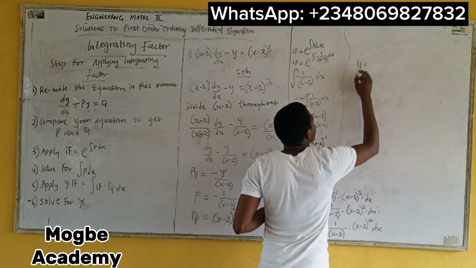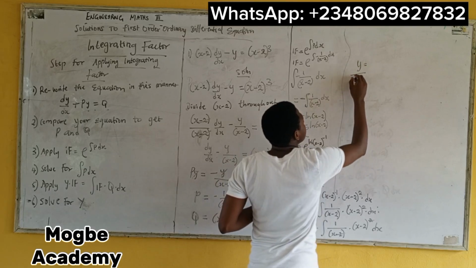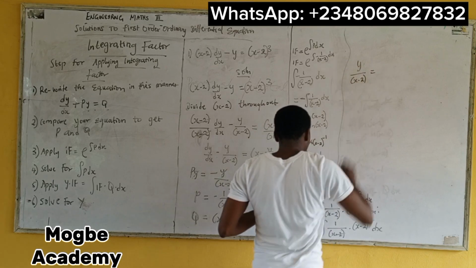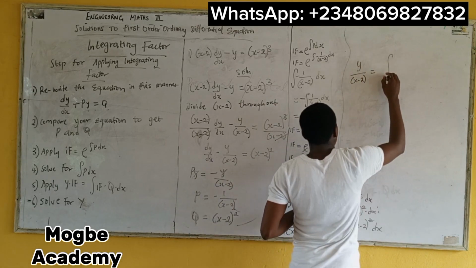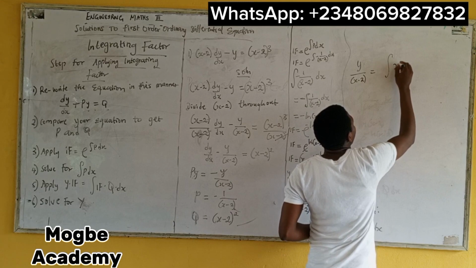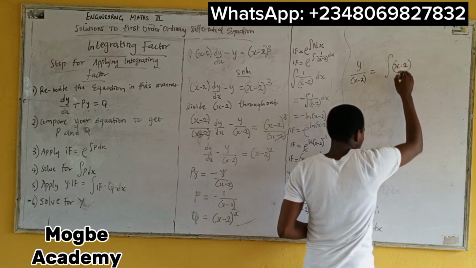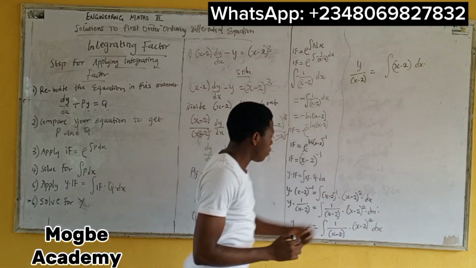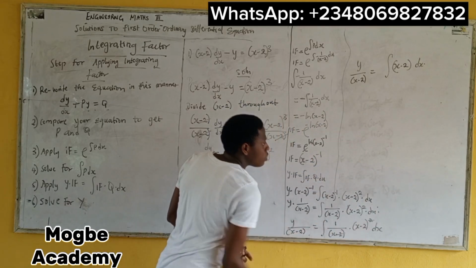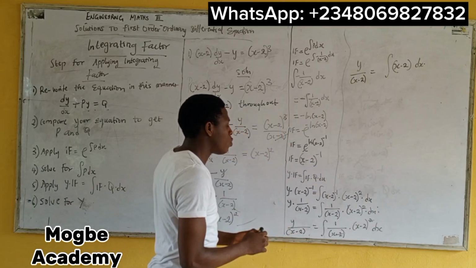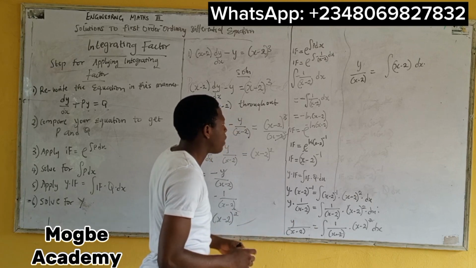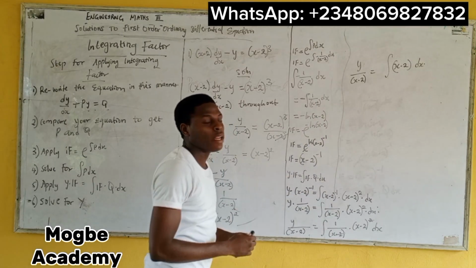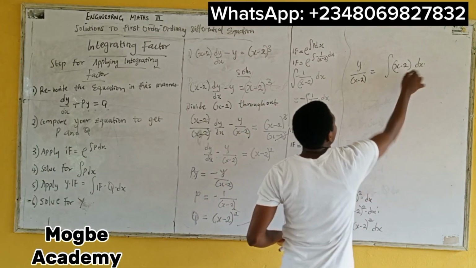We'll be left with y over x minus 2, and this is equal to integral of x minus 2 dx. That's what we are left with, because one of these has cancelled out the square here. So we are left with y divided by x minus 2 equal to the integral of what? X minus 2.